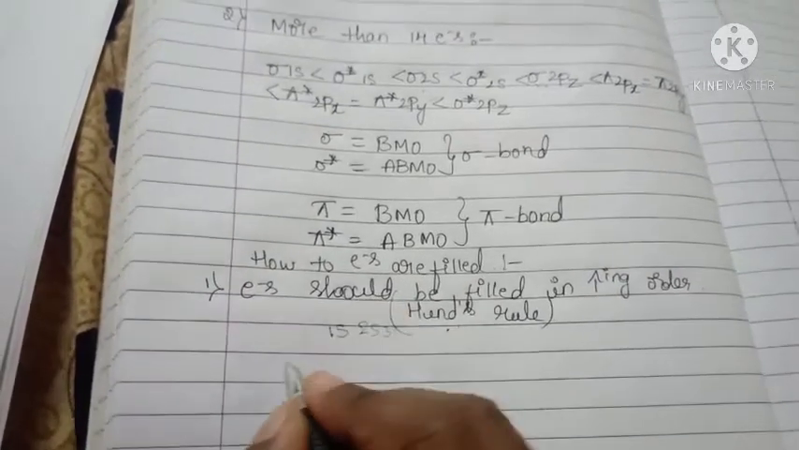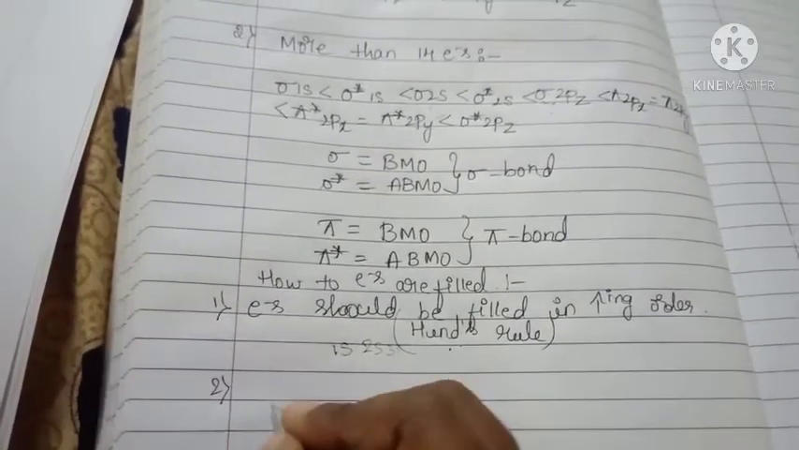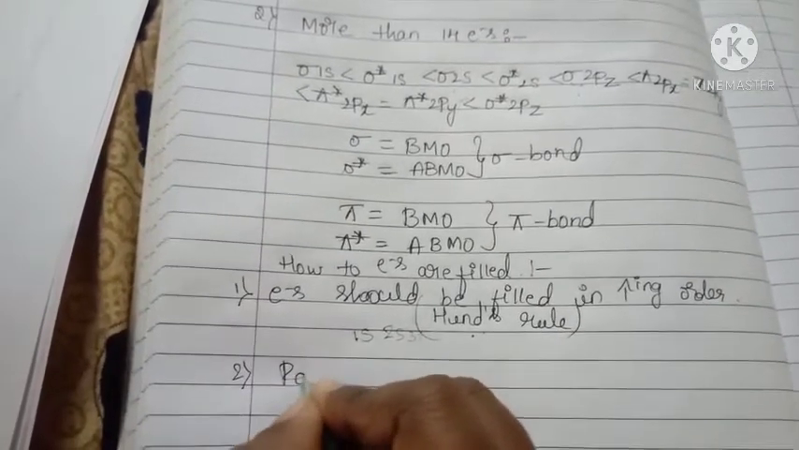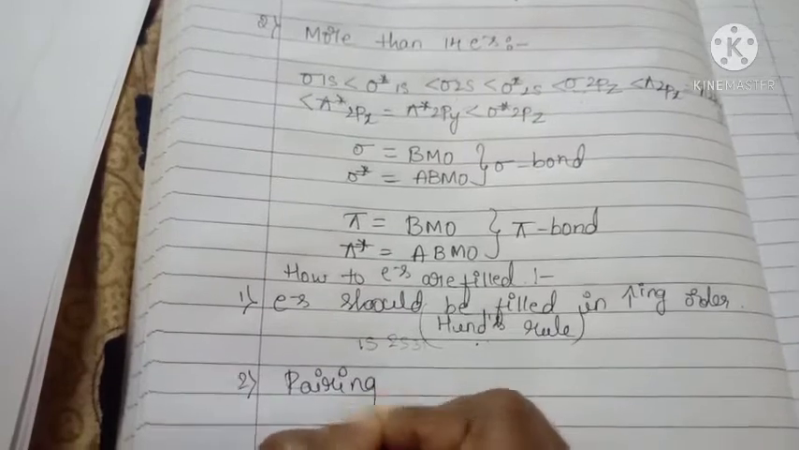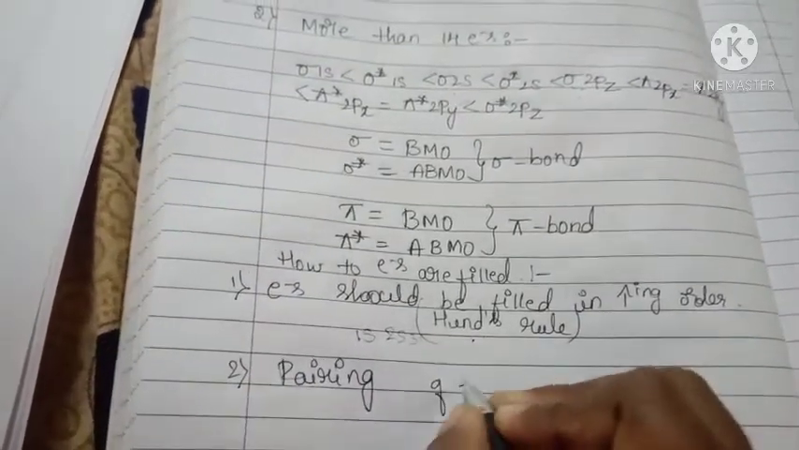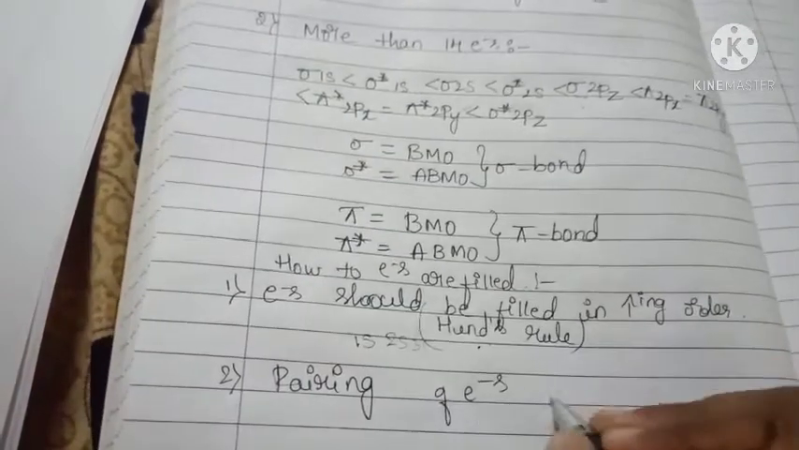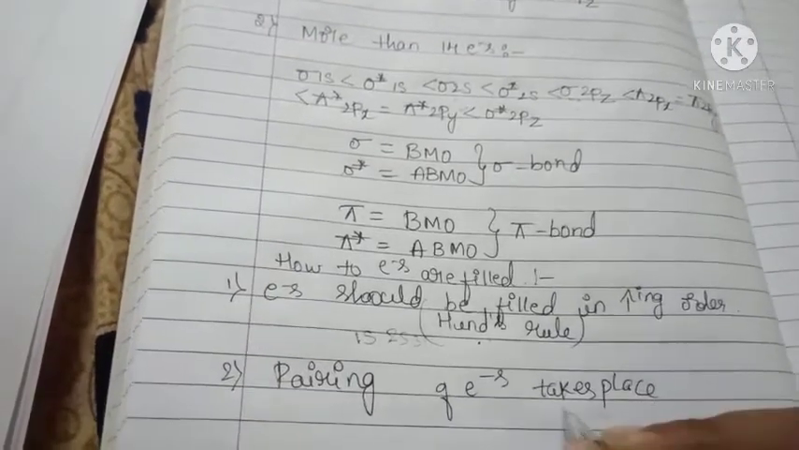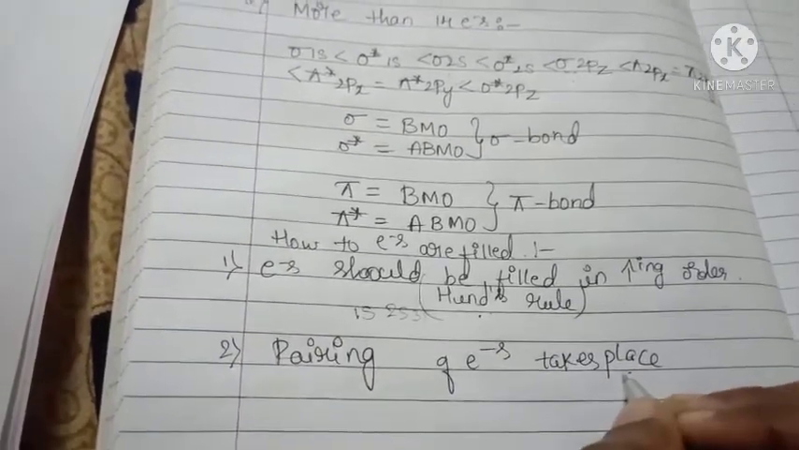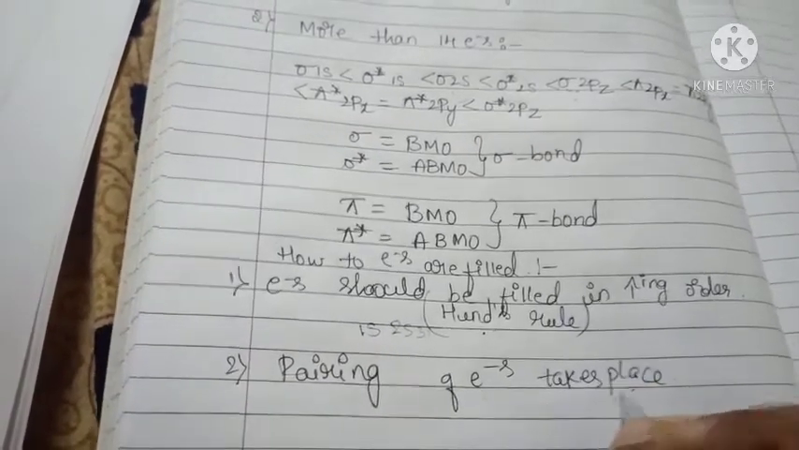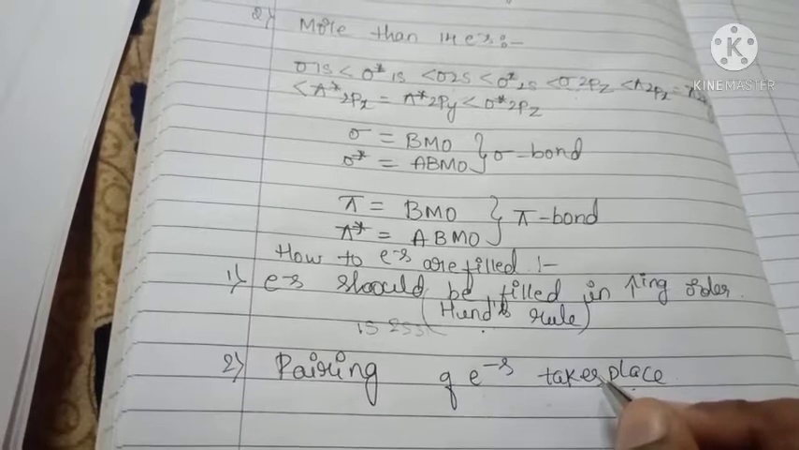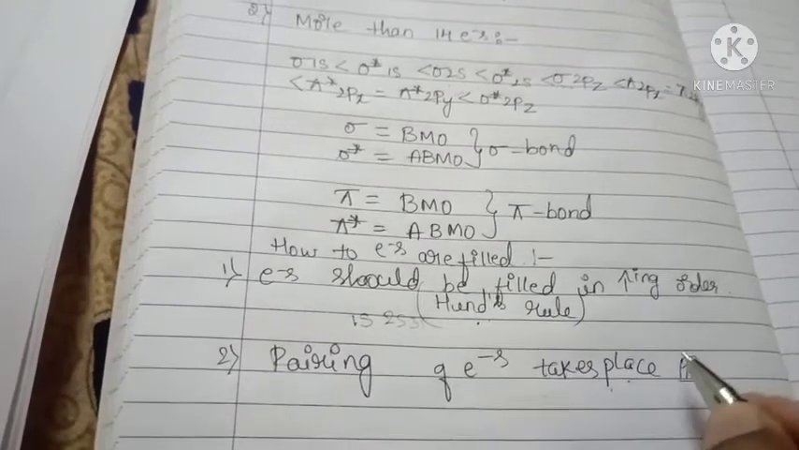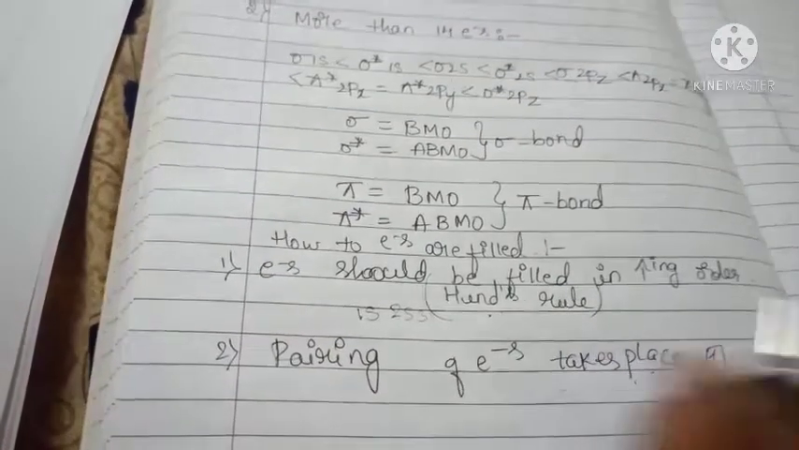Like that. Next, second one is pairing of electrons takes place after the degenerate orbitals are singly filled, according to the Aufbau principle. It means pairing of electrons takes place when all the orbitals contain a singly filled electron. It means each orbital should contain a single electron. After that the remaining electrons should be paired up.